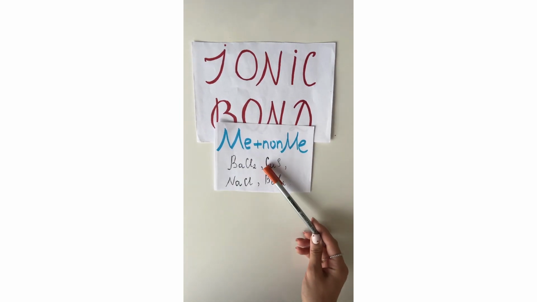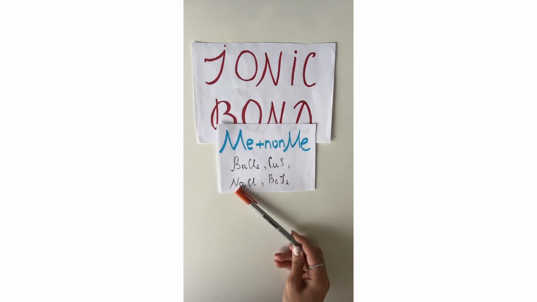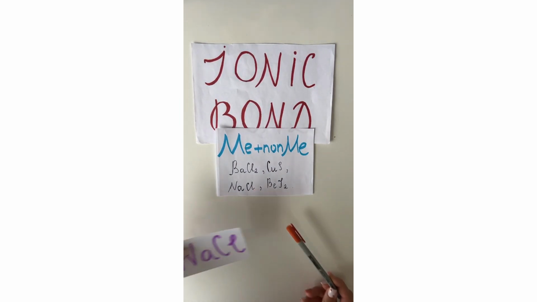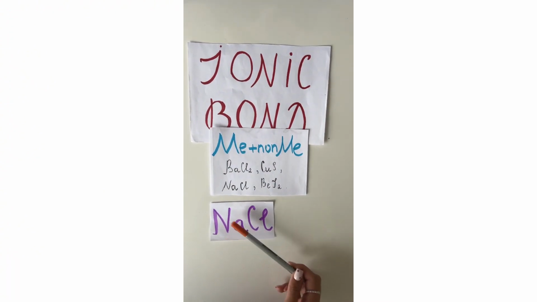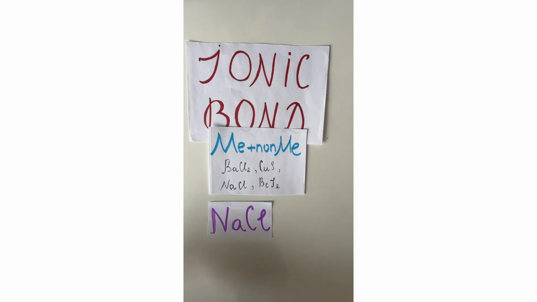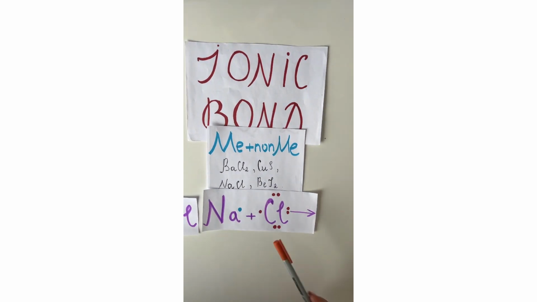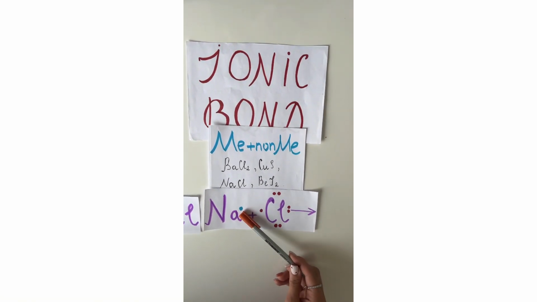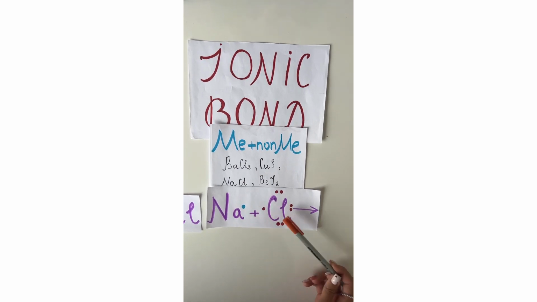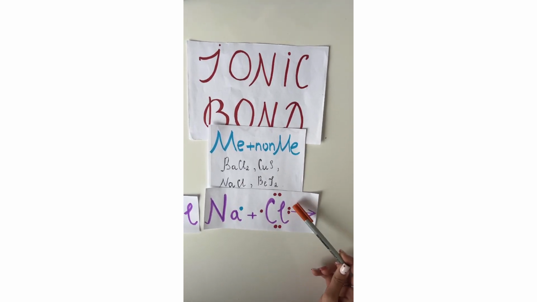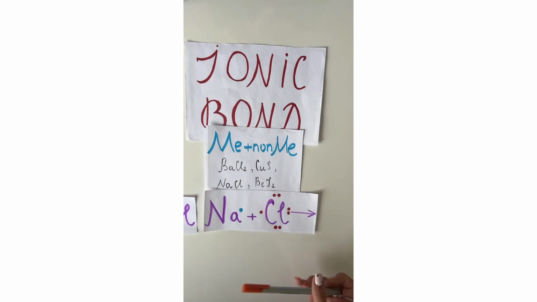For example, copper is metal, sulfur non-metal, sodium is metal, chlorine non-metal. Let's illustrate the formation of ionic bonds. For example, take sodium chloride. Sodium has one electron in the outer level. This dot represents this electron, and chlorine has 7 electrons. These 7 dots represent 7 electrons.